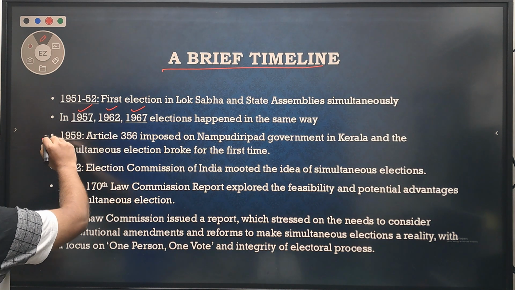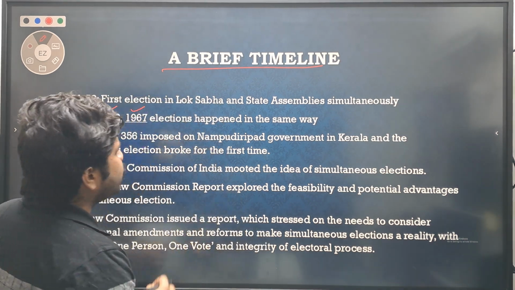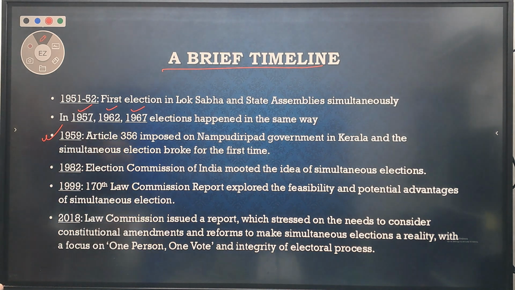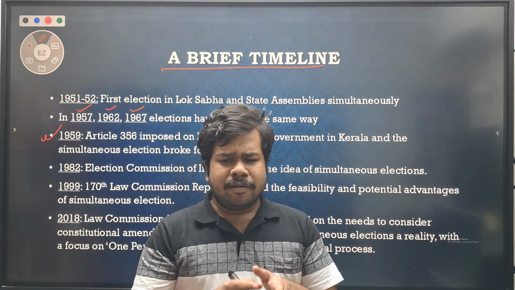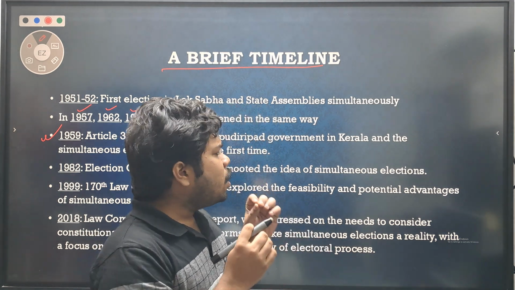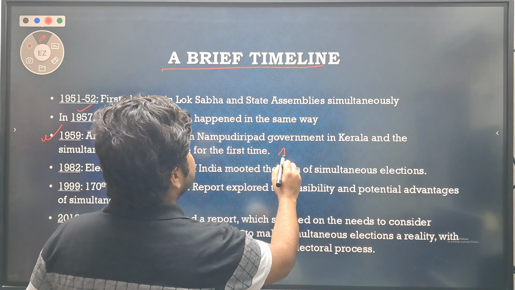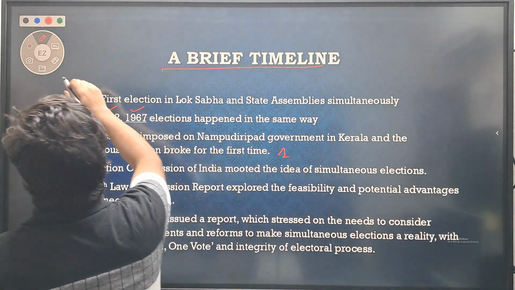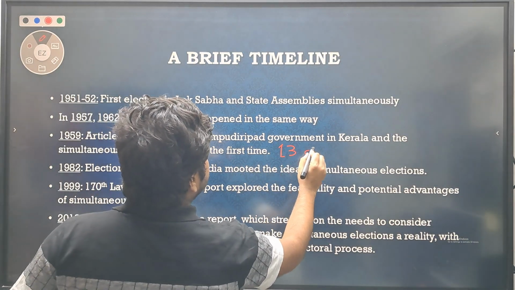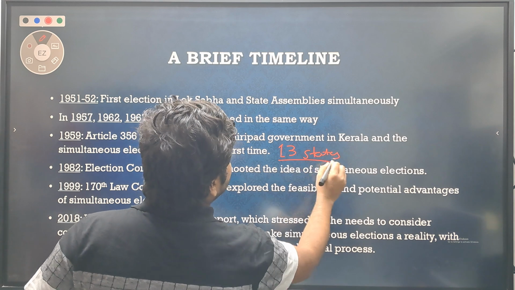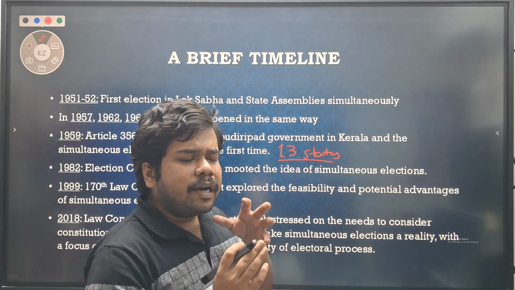In 1959, Article 356, that is the President's rule, was imposed on Namboodiripad's government in Kerala, and the simultaneous election broke for the first time. At that moment of time, India had 14 states. So after the Kerala government was dismissed, 13 states were there whose elections happened simultaneously after this. So except this one state, 13 states' elections were going all together or in a simultaneous fashion.